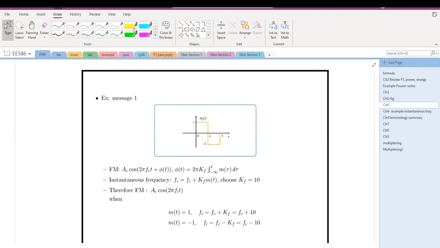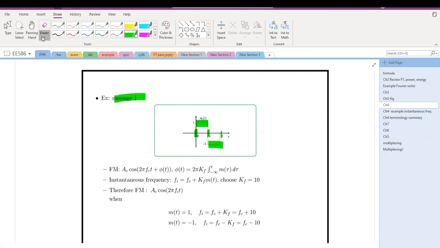In this example, we look at this message. I call it message 1. Message 1 has this shape. It's rectangular. It equals 1 from time 0 to 2 seconds, and from 2 to 4 seconds, the value of the message becomes -1.